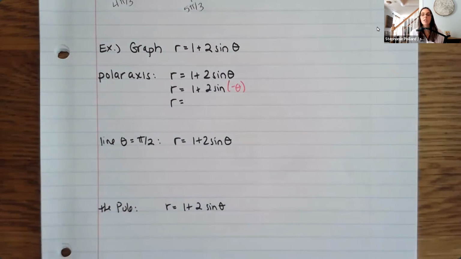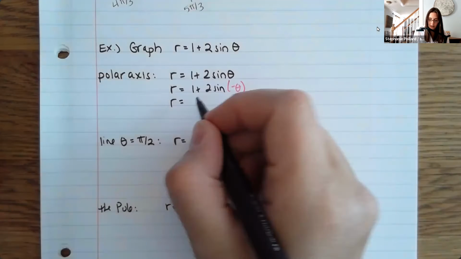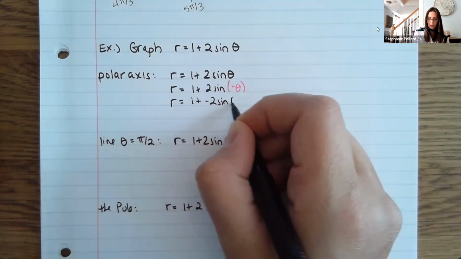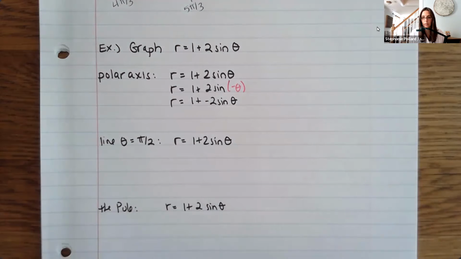Now, sine is not an even function like cosine was. So what happens is that the negative doesn't necessarily go away here. It can just come out. So it's -2 sine of theta when you simplify. It's an odd function, so the negative just comes outside.